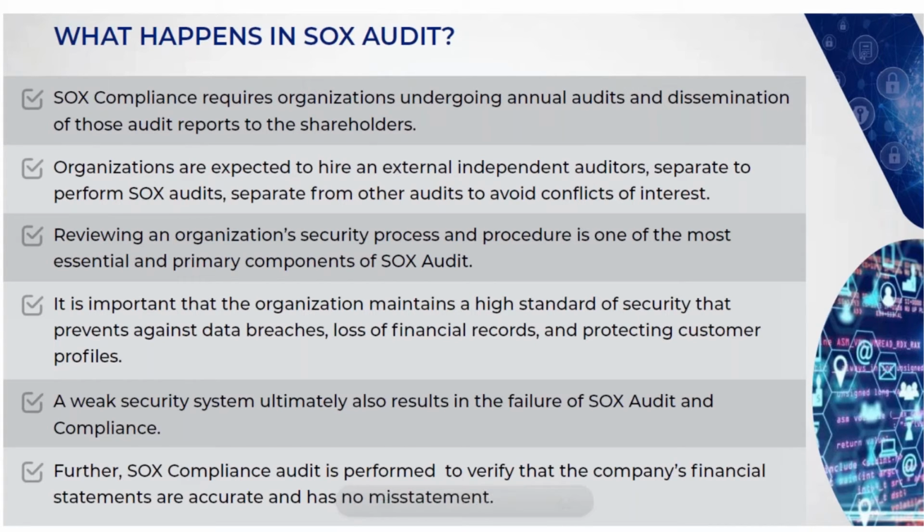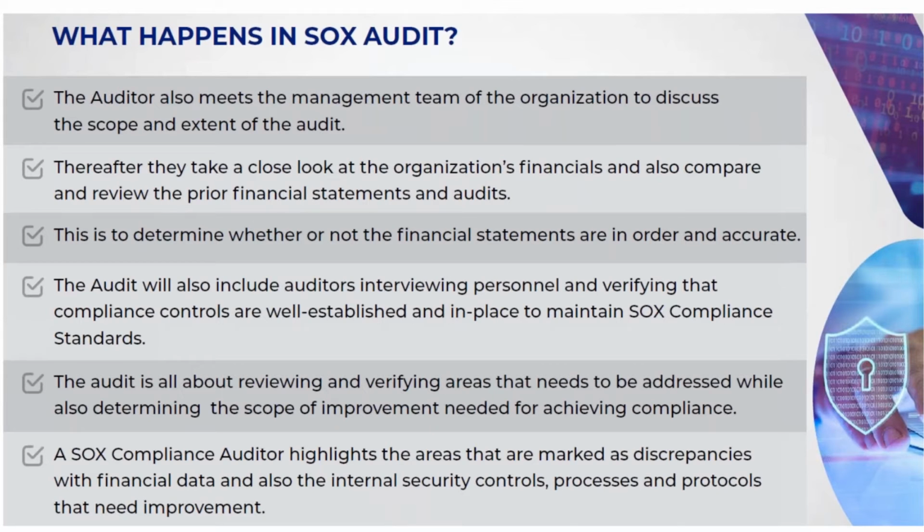So what happens in a SOX audit, like a typical audit, is that the auditor meets the management of the organization for the scope and the extent, which again has to be finalized in advance. The auditor will always do the due diligence to check whether the management is aware of what's going on. Then the auditor will take a close look at the company's financials, compare with the prior financials, audits, and the internal audits already in place, and whether the financial statements are in order and accurate or not. So even the internal audit controls need to be very well clarified.